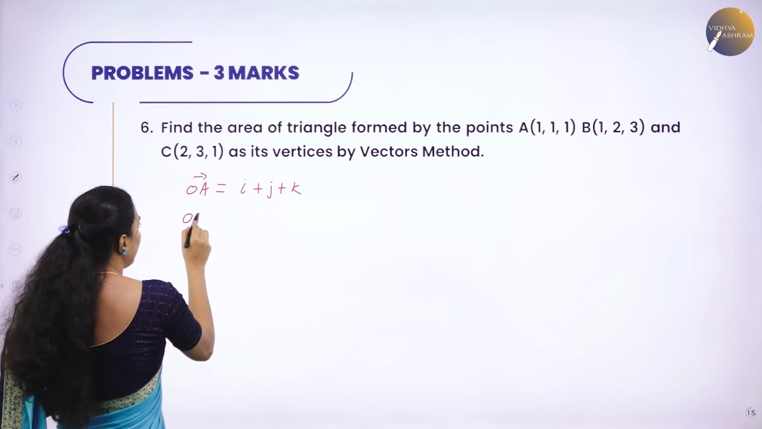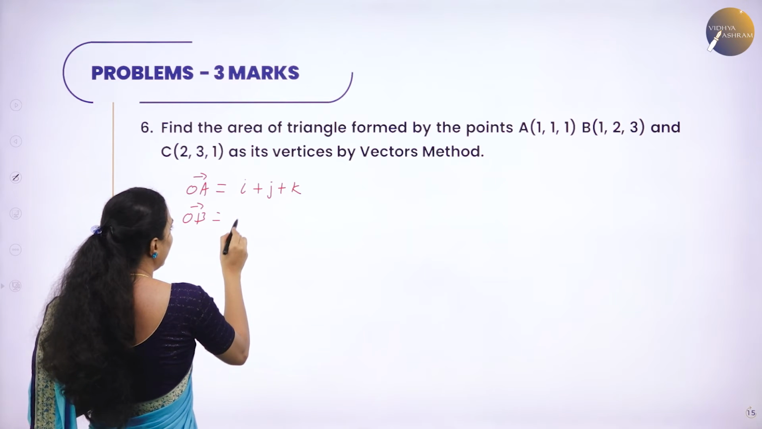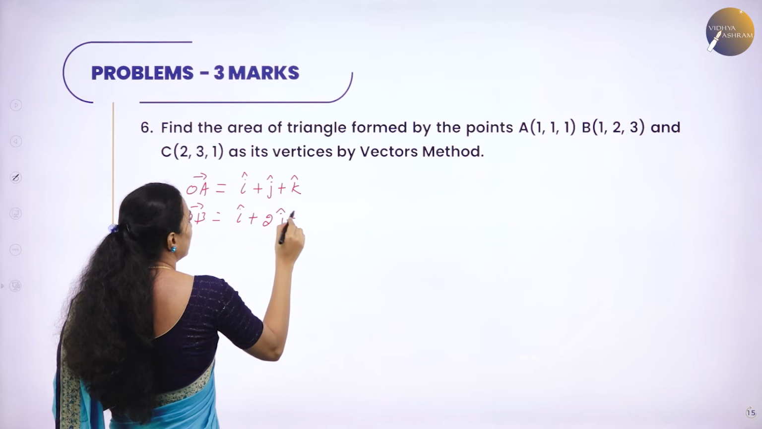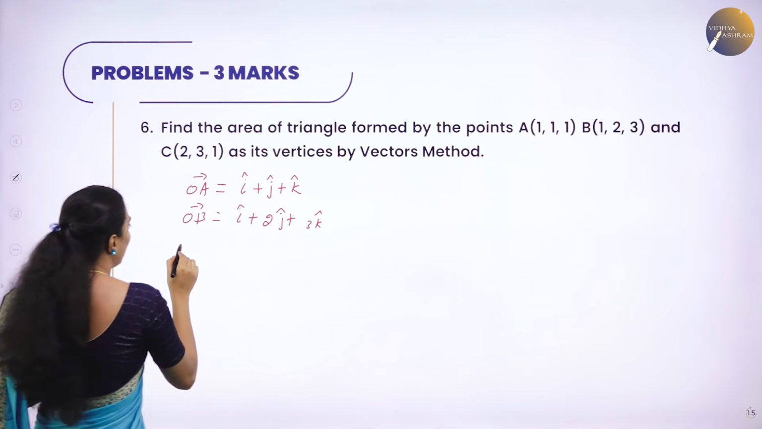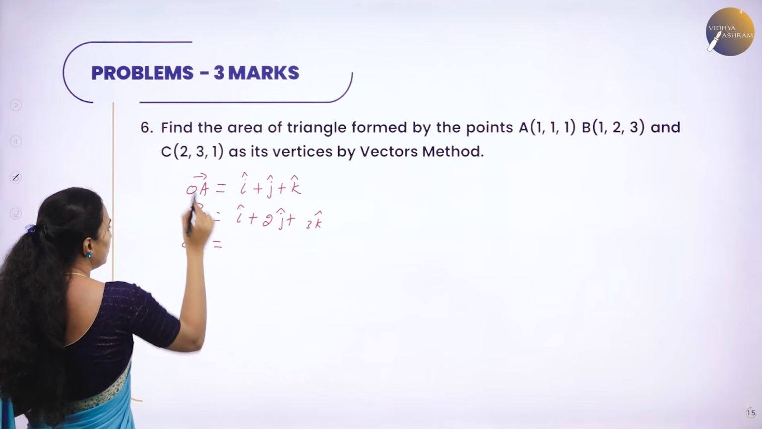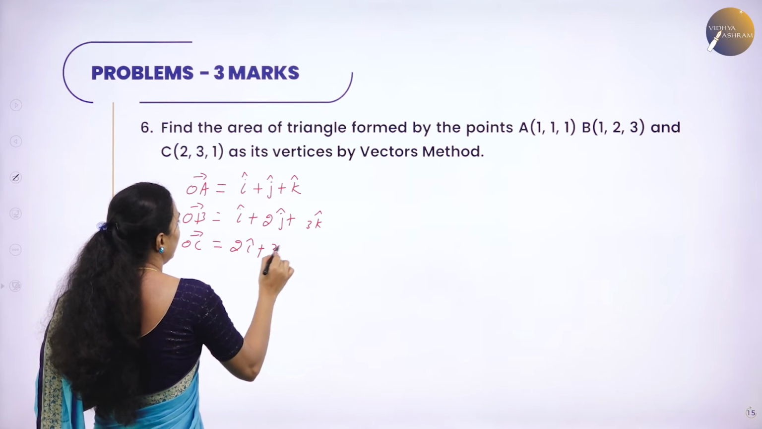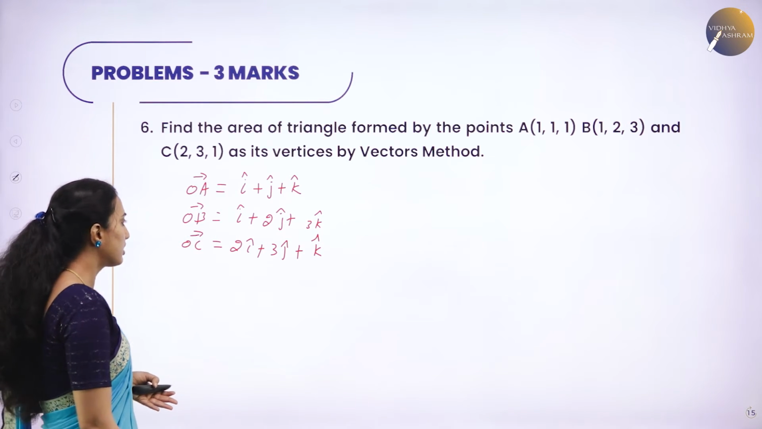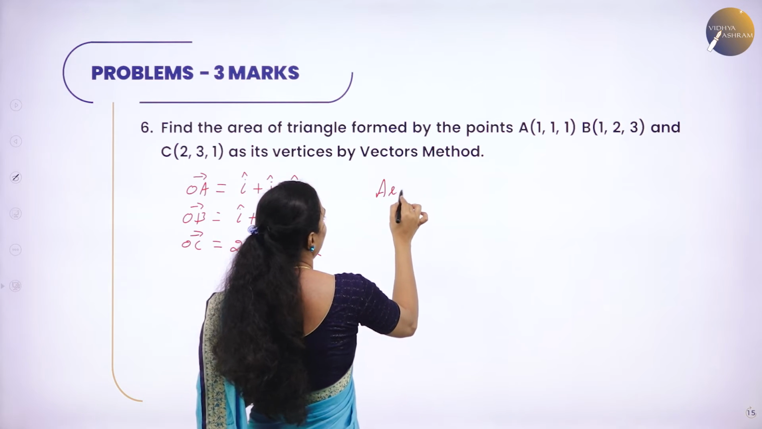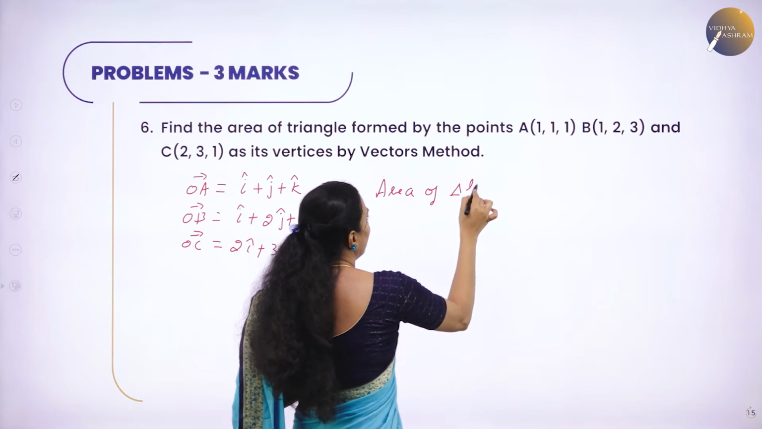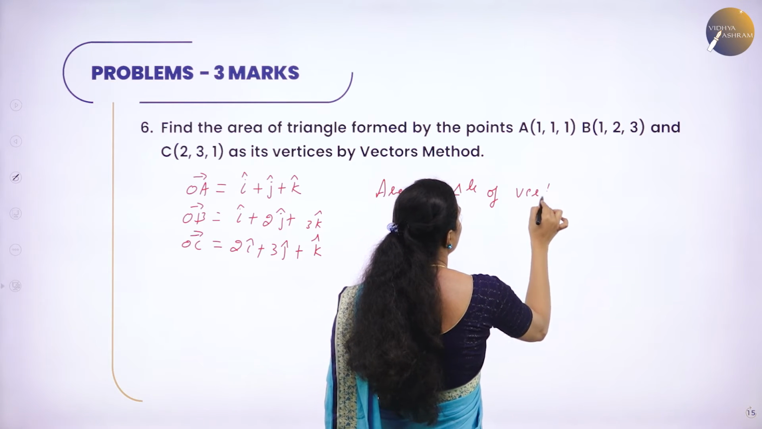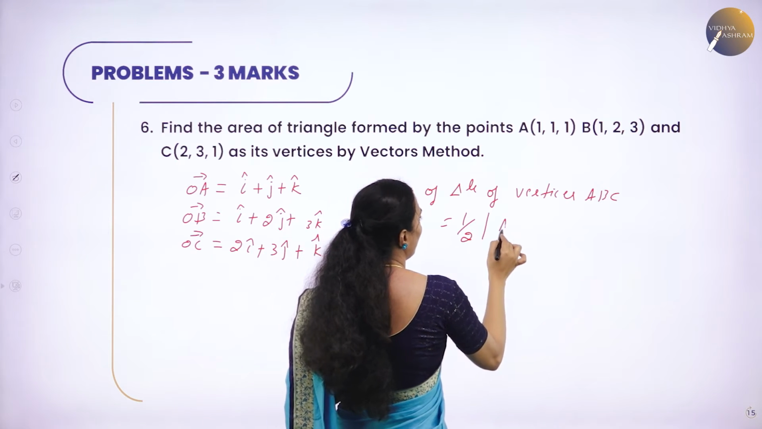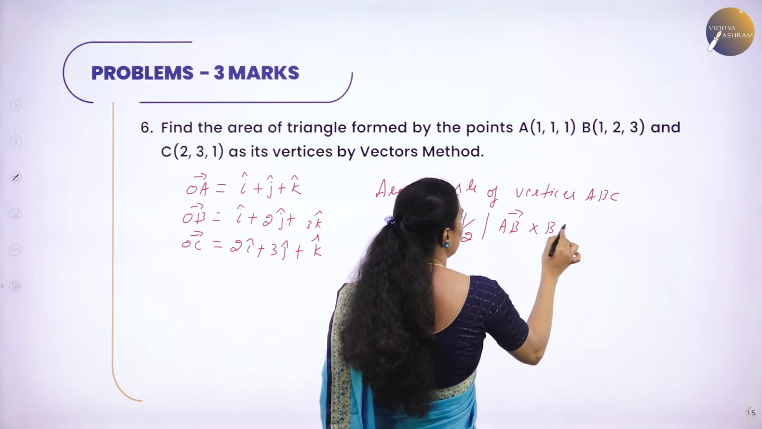Similarly, OB vector is given by what? 1 into i is i plus 2 into j plus you are getting 3 into k, correct? Similarly, OC vector is given by 2 into i plus 3 into j plus 1 into k. Now you have found this since they have given the vertices. Now what is the area of a triangle given by? Area of triangle of vertices ABC will be equal to half into magnitude of AB vector cross BC vector, correct?